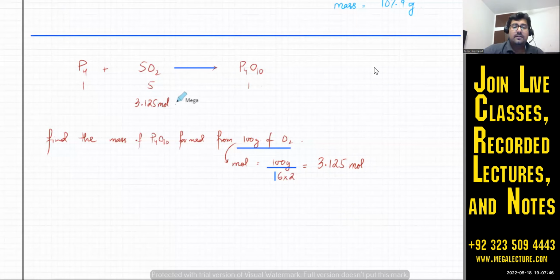So I've all of a sudden switched from grams to moles, right? That's the first thing you're going to do. Because he's asking for P4O10, you can find the moles of P4O10. You use ratios, 5:1, 3.125 to x, cross multiply, and you'll find what x is. Or you can simply do 3.125 divided by 5 into 1. That's the quicker way of doing ratios. So how many moles do you get for this?